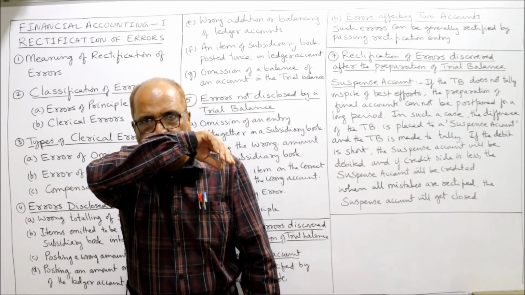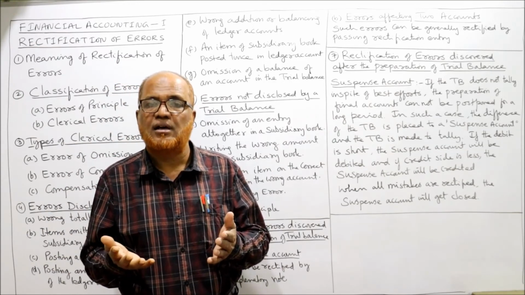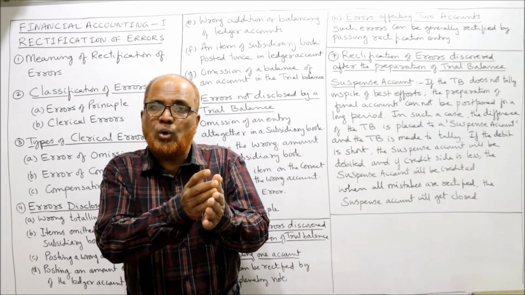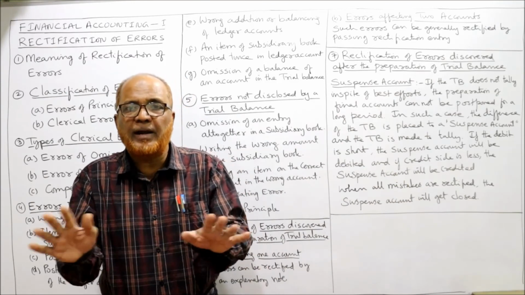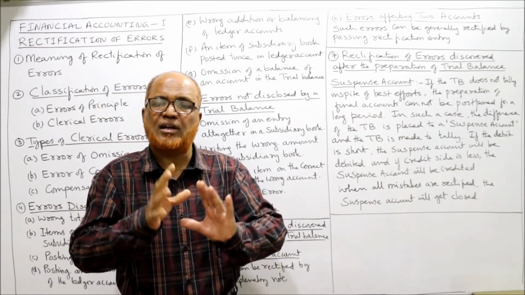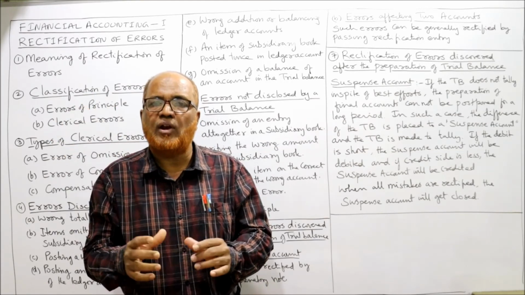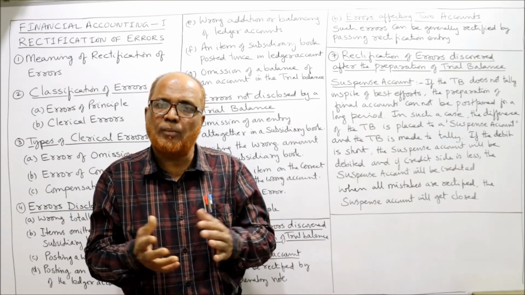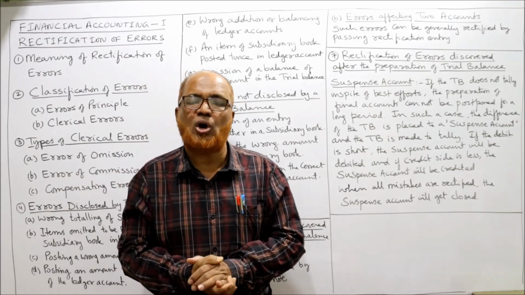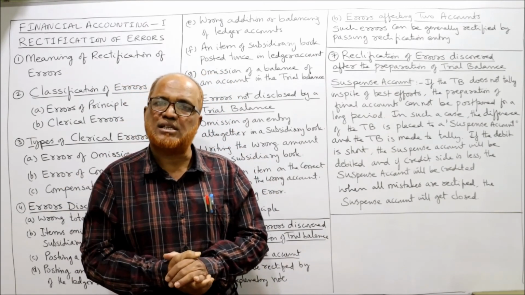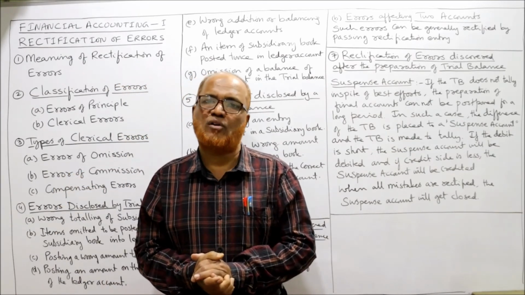In the next year, when the next year comes, the accountant will find out where the errors are. And those errors will be rectified by using this suspense account. By completing the entry using the suspense account, he will rectify those errors. When all the errors are rectified, the suspense account will automatically get closed. This is how the errors will be rectified after preparation of trial balance with the help of suspense account. So this is the end of the theory of rectification of errors.